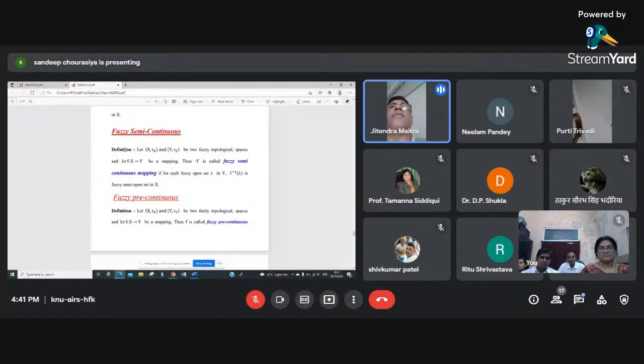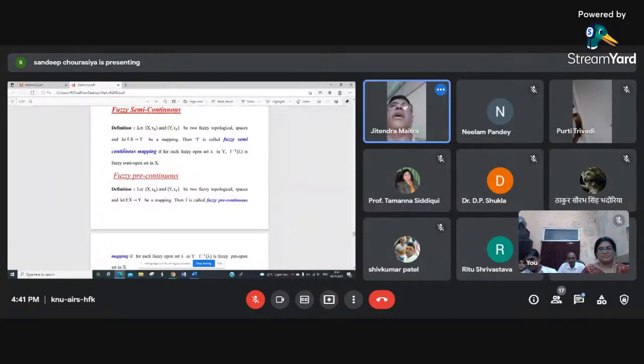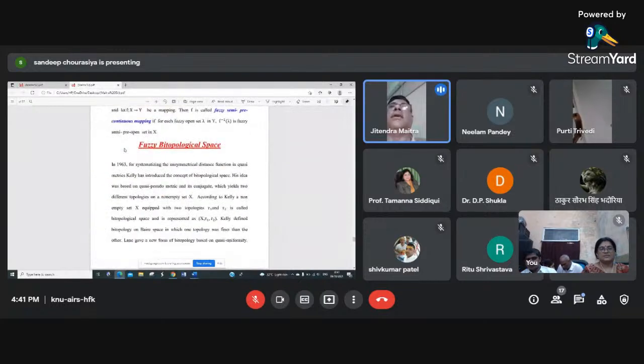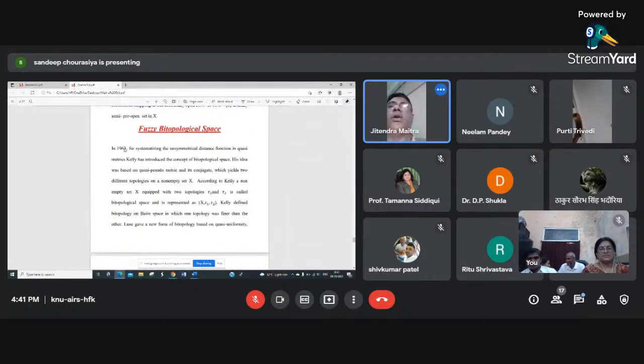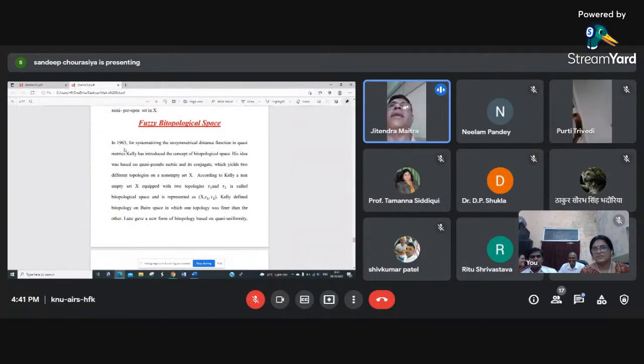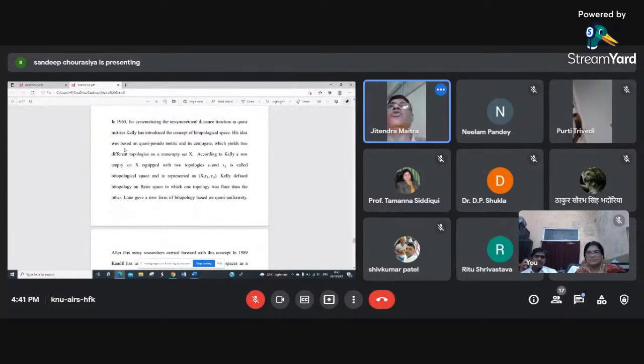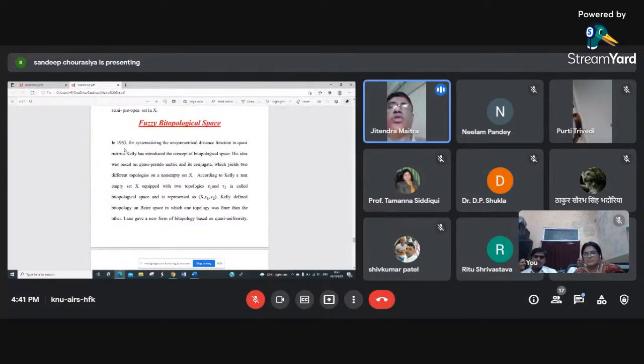As we have studied bitopological spaces, we take a set X and two topologies, tau1 and tau2, instead of a single topology. Then X with two topologies is called a bitopological space. Similarly, if I take a set X and two fuzzy topologies, tau1 and tau2, then we have fuzzy bitopological spaces, and so much research work has also been done in this area.